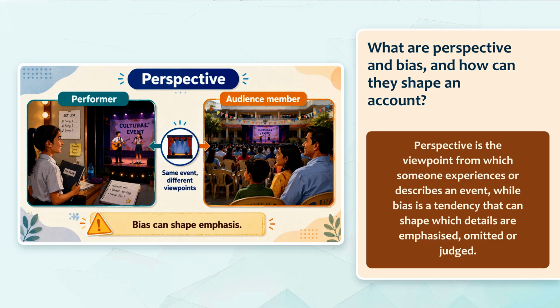Perspective is the viewpoint from which someone experiences or describes an event, while bias is a tendency that can shape which details are emphasized, omitted, or judged. Different viewpoints can therefore produce different emphases. Next, we will look at contradiction when two accounts cannot both be correct on the same detail.